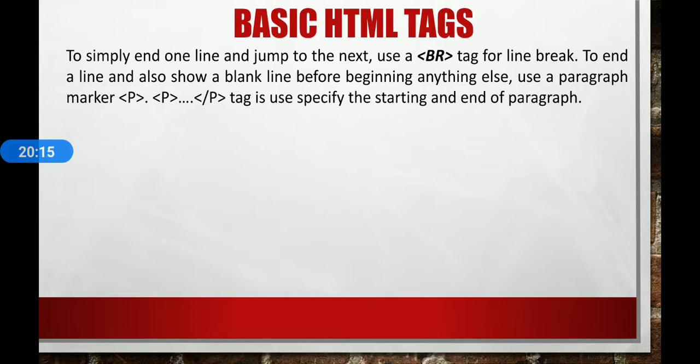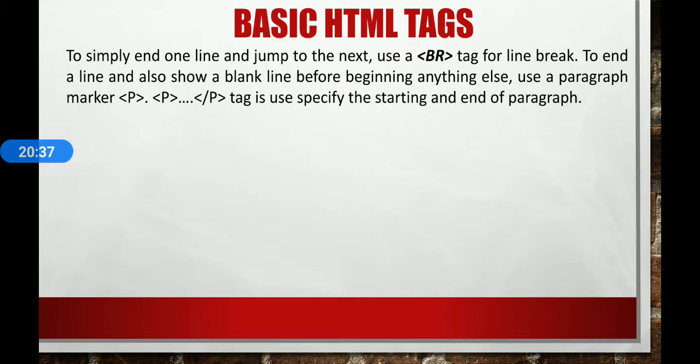To simply end one line and jump to the next, use the BR tag for the line break. To end a line and also show a blank line before beginning anything else, use a paragraph marker. It's the P tag. The P tag is used to specify the starting or ending of a paragraph.